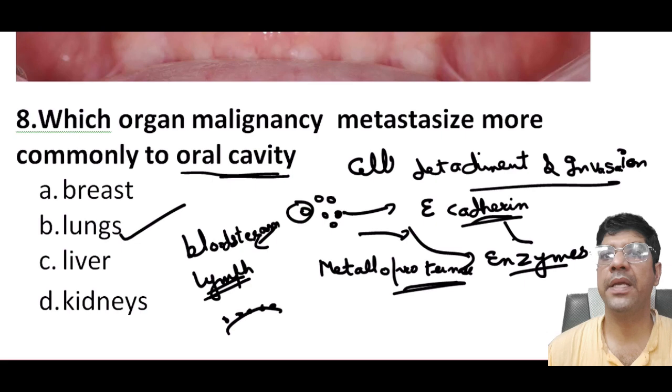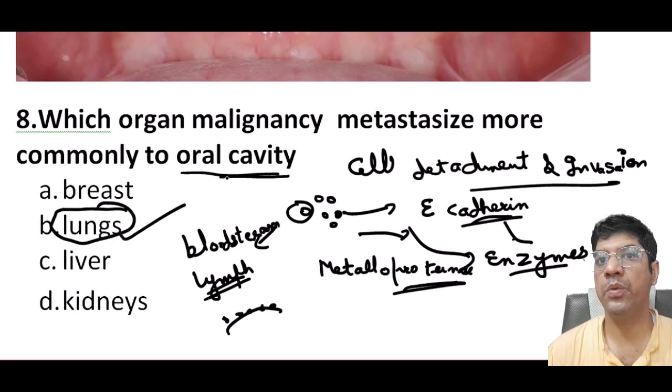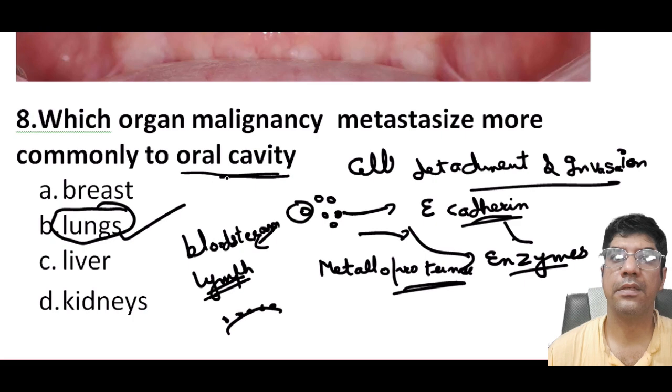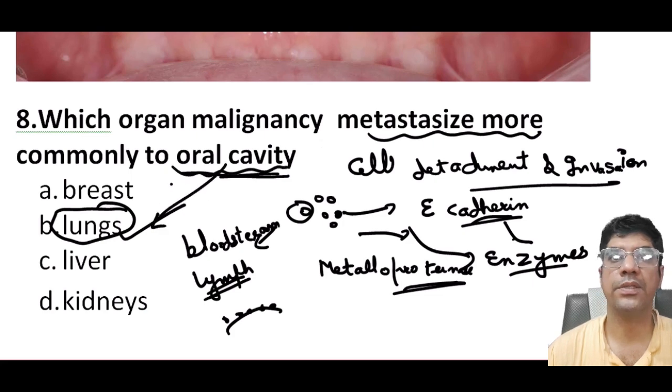So what are the primary cancers that commonly metastasize to the oral cavity? The lungs often metastasize to the oral cavity due to the extensive vascular connection between the lungs and the head and neck. So the more common metastasis is from the lungs to the oral cavity.